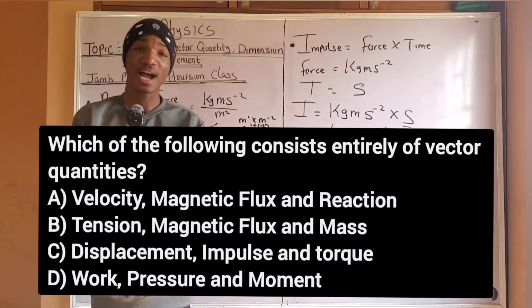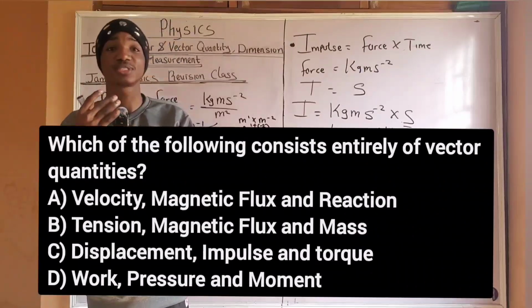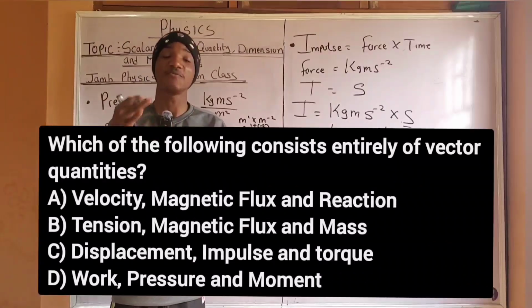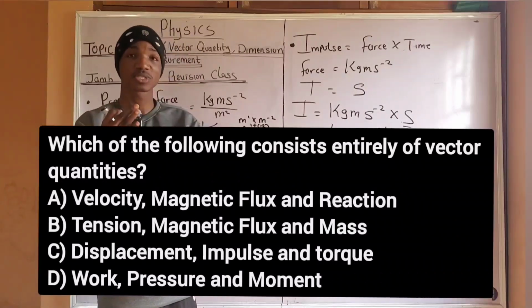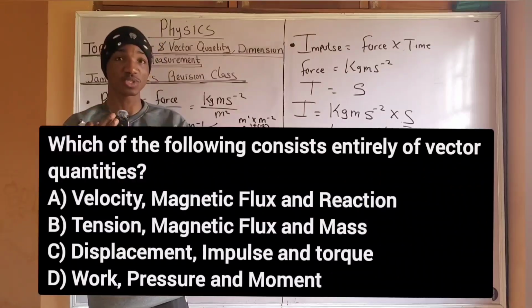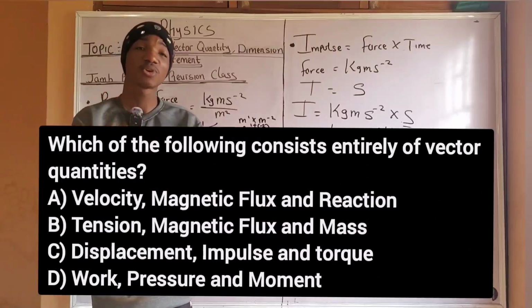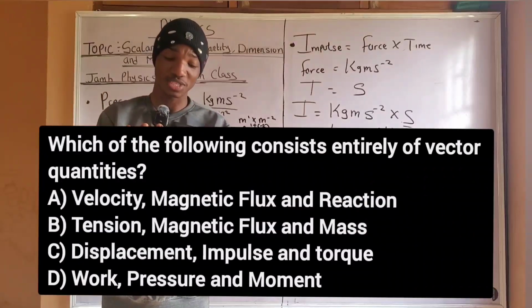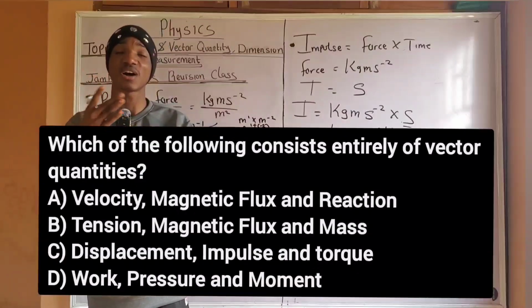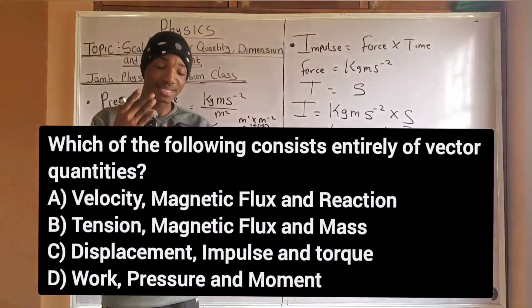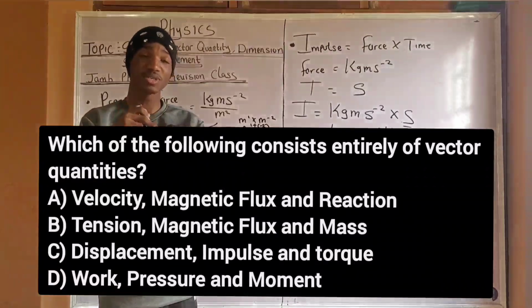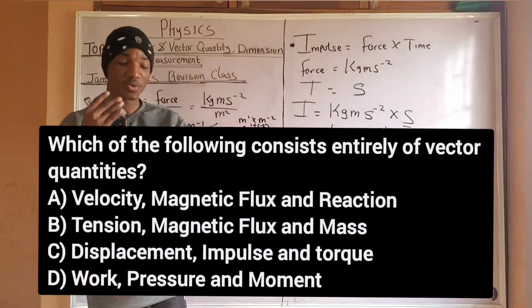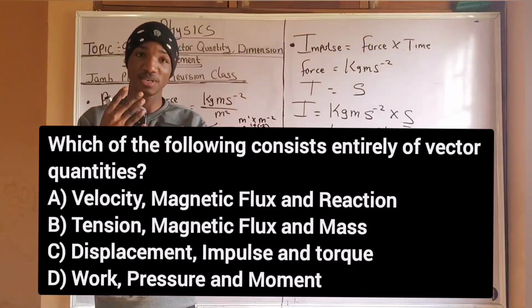Now vector quantities are quantities that have both magnitude and direction. We want to look at the option where all the quantities are vectors. We have velocity, magnetic flux, and reaction as option A. Magnetic flux is a scalar quantity. Even though velocity and reaction are vectors, the presence of magnetic flux among those quantities disqualifies the option. So option A cannot be the correct option.